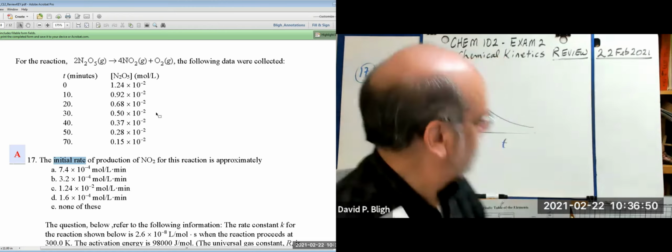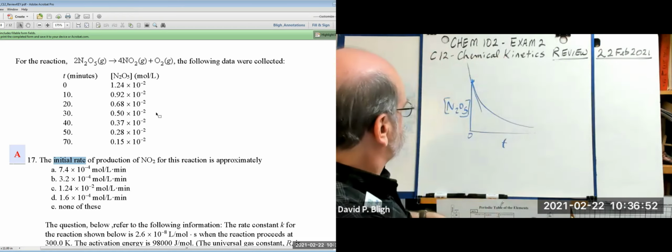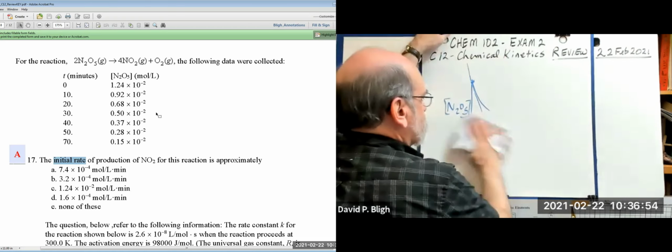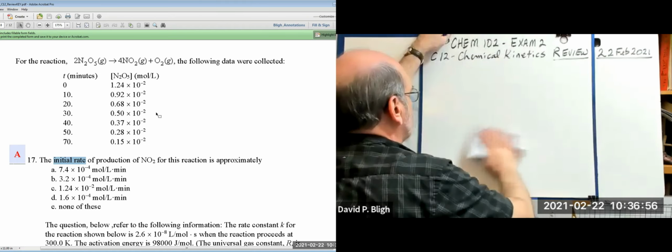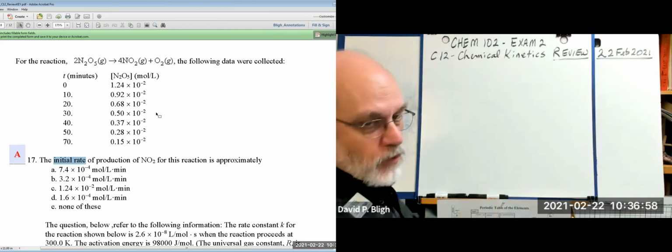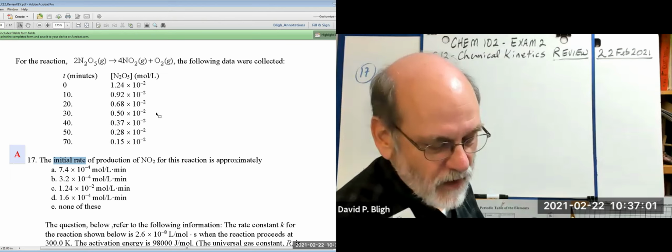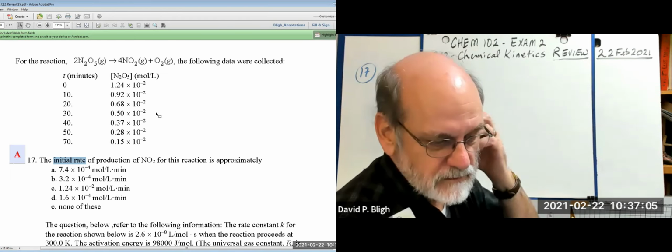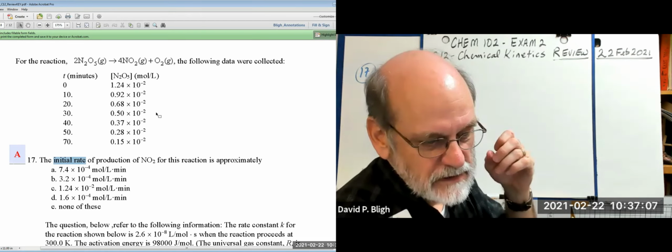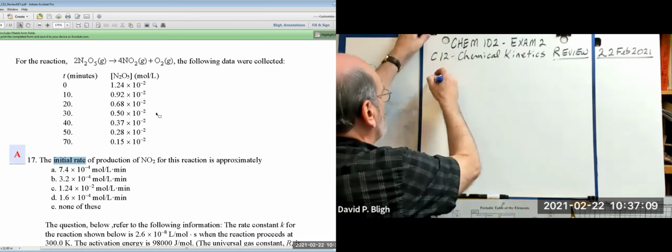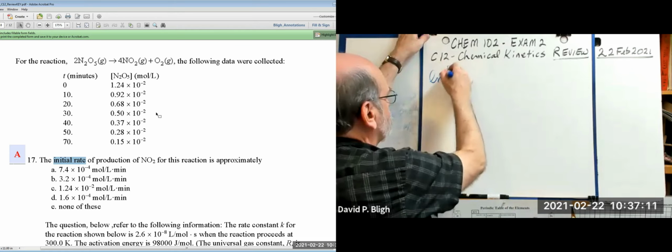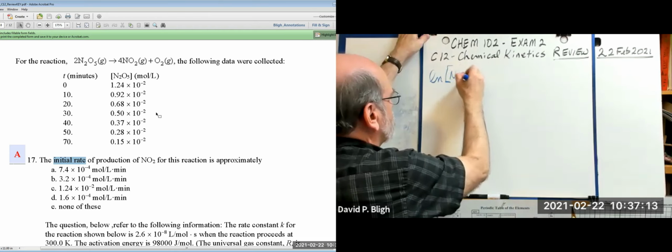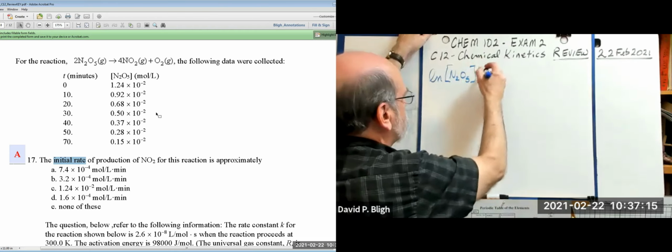So in that case, let's see. I'm going to have to erase this and make room. In that case, the first order rate law would be something like this.